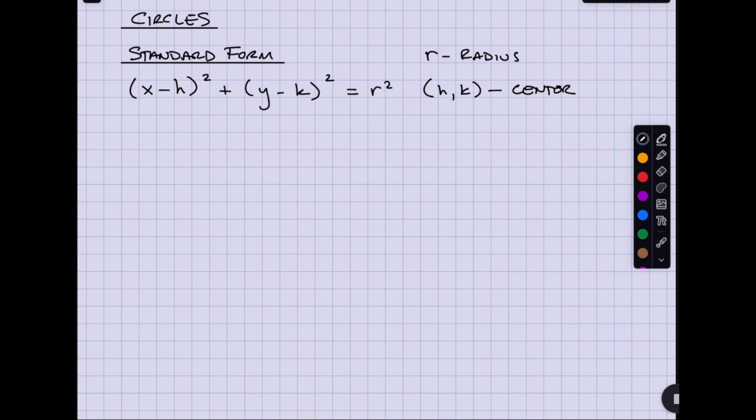Okay? So if I was to write to you this standard form, (x plus 2) squared plus (y minus 3) squared is equal to 16, then what I know is my center is where? Negative 2, 3. And my radius is 4. Does that make sense?